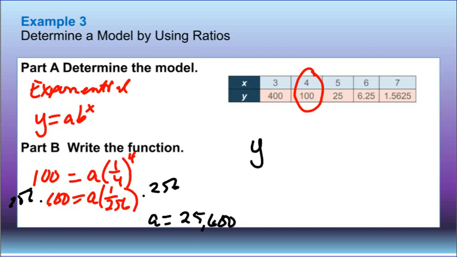So my equation would be y equals 25,600 times 1/4 raised to the x power.